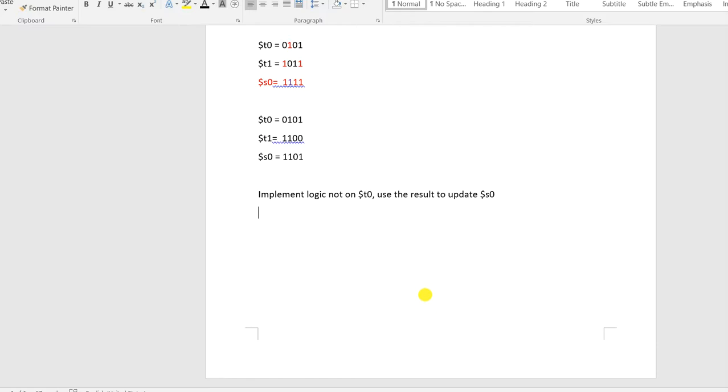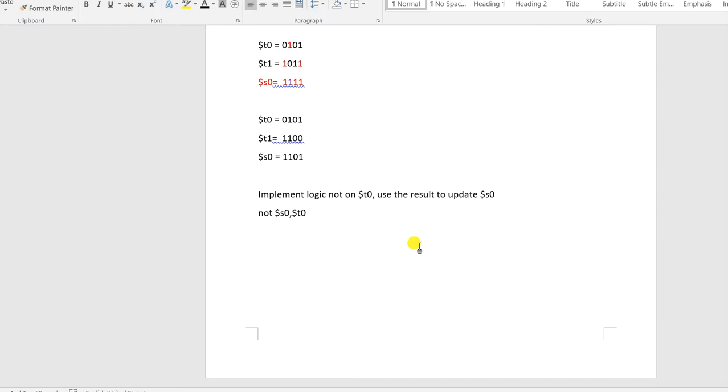So a similar idea is if I still use NOT, assume still using NOT, what I get is the following. Basically, I try to implement NOT on this one source operand T0, using the value to update S0. So what's the problem here? Again, pause here and try to think by yourself.